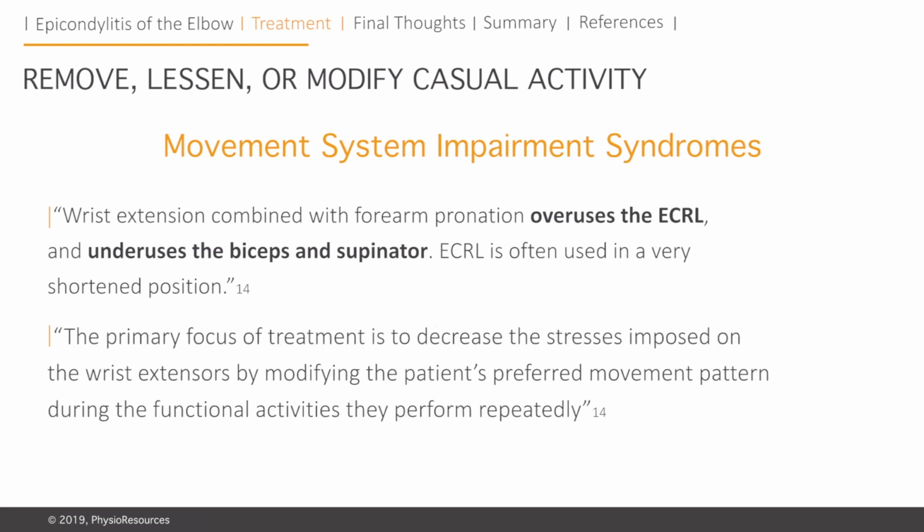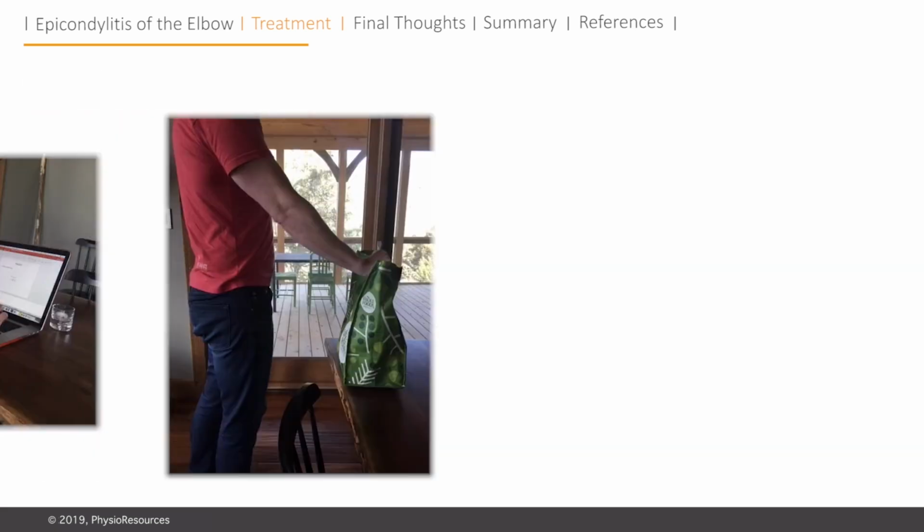She also notes that the primary focus of treatment is to decrease the stresses imposed on the wrist extensors by modifying the patient's preferred movement pattern during the functional activities that they perform repeatedly. That's definitely a mouthful, but it's extremely important. So what we're going to talk about in the next couple slides are what some of these movement patterns look like, and what we can do to lessen the stress and to change them.